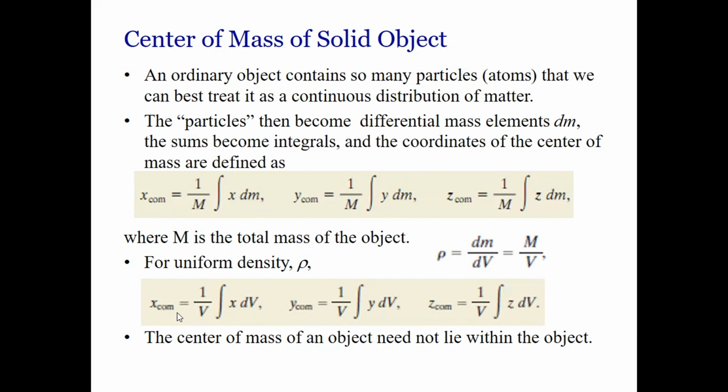X for the center of mass is given as 1 over volume times the integral of x dv. Y for the center of mass is 1 over v times the integral of y dv, and 1 over v times the integral of z dv is the z coordinate for the center of mass. So the center of mass of the object can be computed, and it need not lie within the object. It can be outside, and the method to calculate is this.